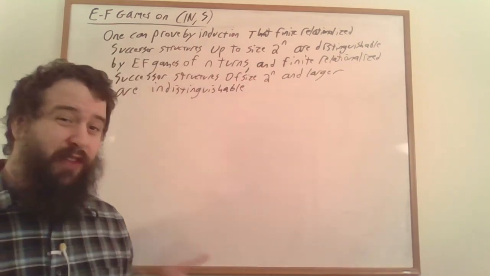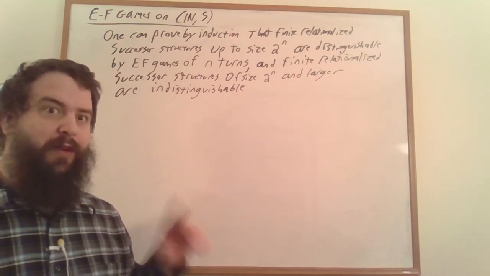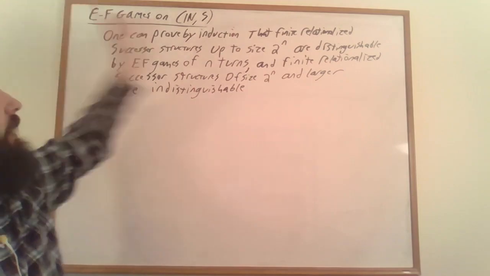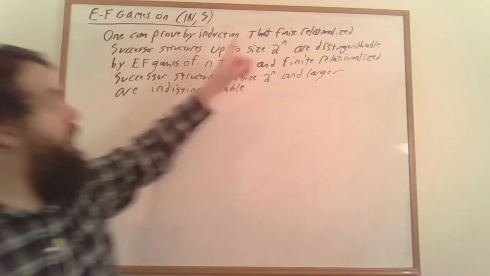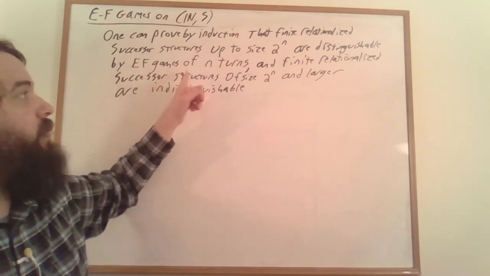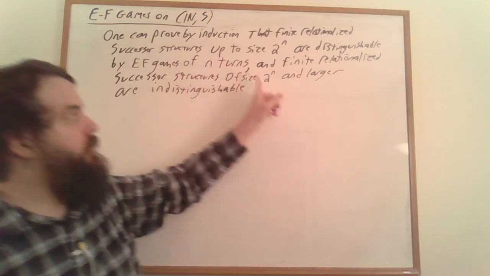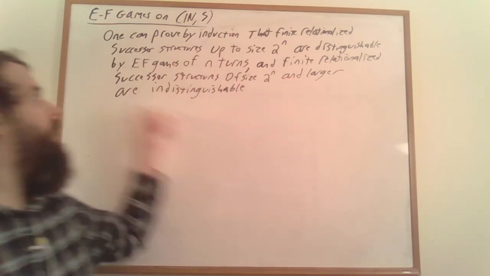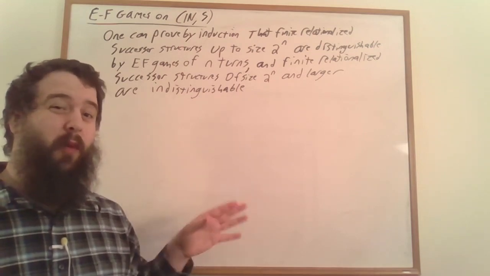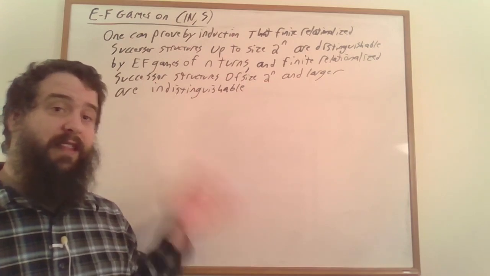So I'm pretty sure this is correct. I've checked it computationally, and I've worked out a sketch of a proof that finite relationalized successor structures up to size 2 to the n are distinguishable by EF games of n turns, and finite relationalized successor structures of size 2 to the n and larger are indistinguishable from each other. So we get kind of 1 point more of distinction that we can make in the successor structure case than in the linear ordering case.